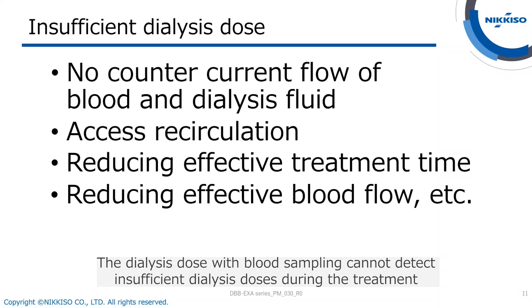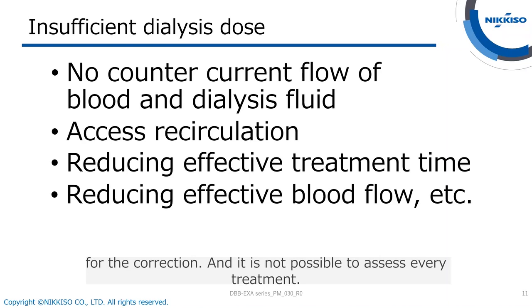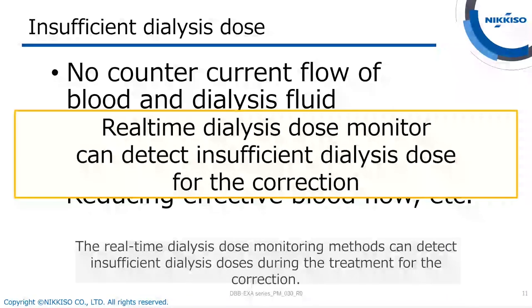The dialysis dose with blood sampling cannot detect insufficient dialysis doses during the treatment for the correction. And it is not possible to assess every treatment. The real-time dialysis dose monitoring methods can detect insufficient dialysis doses during the treatment for the correction.